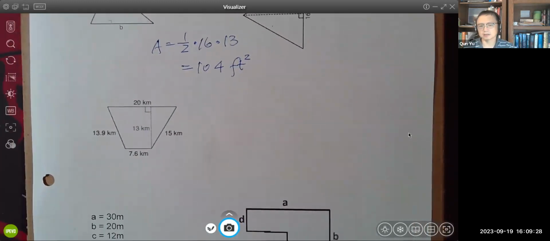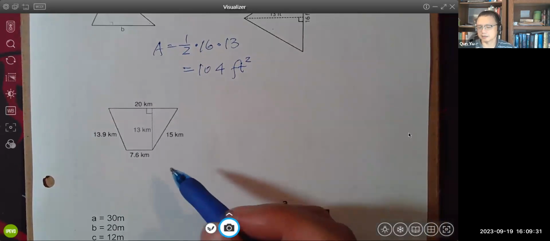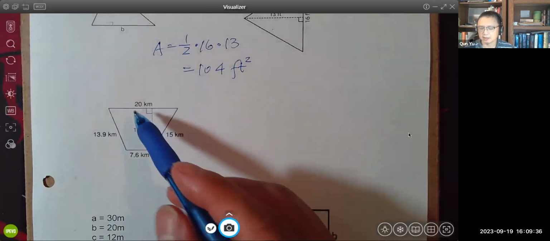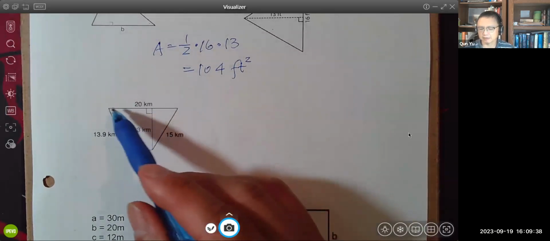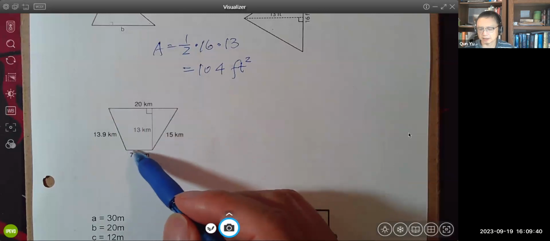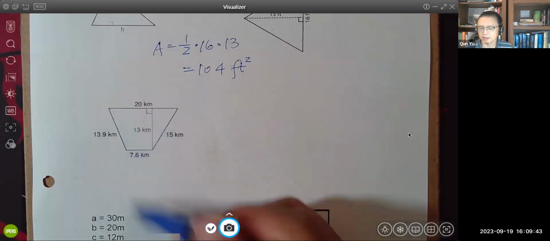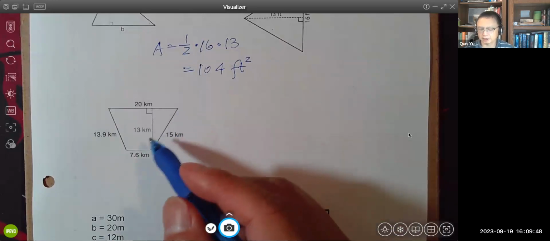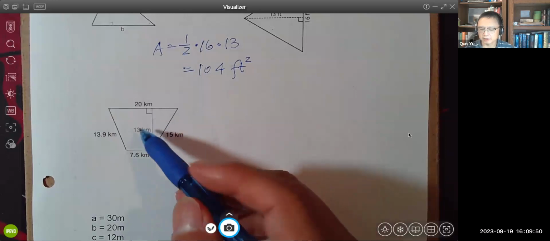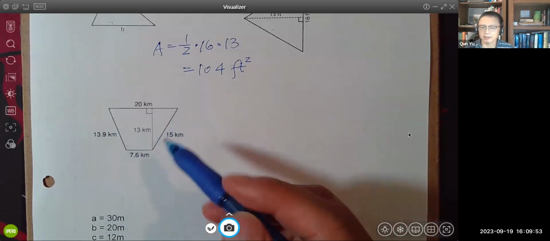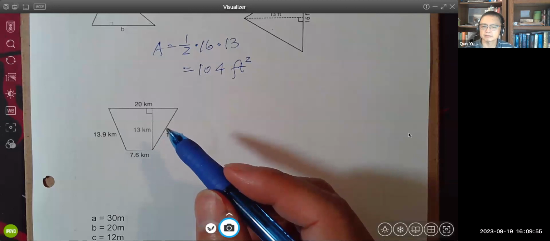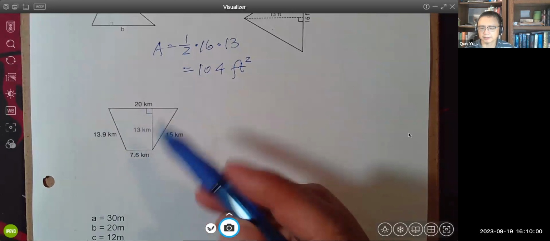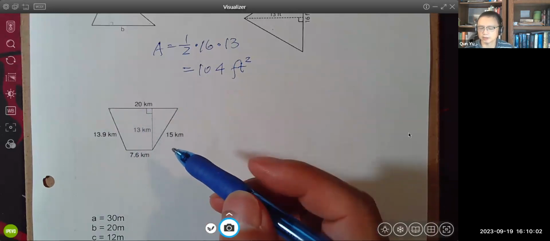Now, the next one. Apparently, this shape is called a trapezoid, right? In a four-sided figure, you have one pair of opposite sides that are parallel, and the other two sides are not parallel. So this is the trapezoid. Actually, we don't require the other pair to be parallel, as long as you have a four-sided figure with one pair of opposite sides parallel, it is called a trapezoid.